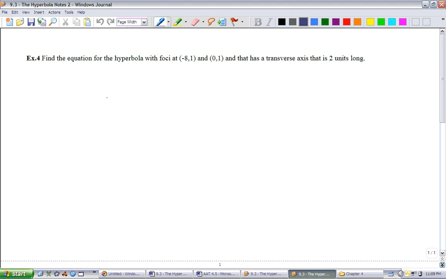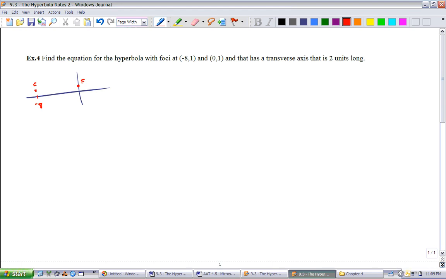Okay, last example here for hyperbolas. Find the equation of the hyperbola with foci at (-8, 1) and (0, 1), and it has a transverse axis that is 2 units long. Okay, I would highly suggest just drawing a picture here really quickly. We know that our foci are at (0, 1) and (-8, 1). Okay, that's where our foci are.